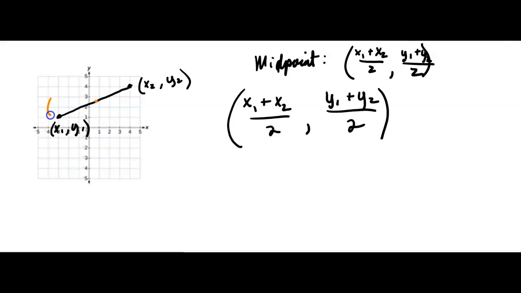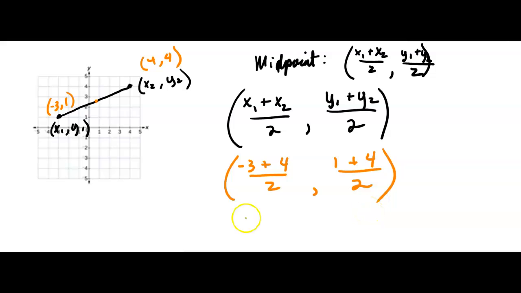right? This point right here is negative 3 comma 1, and this point up here looks like 4, 4. So let's test it and see how we did. If I take x sub 1, that would be negative 3, plus x sub 2, which is 4. And then if I take y sub 1, which is 1, plus y sub 2, which is 4, and then I can figure this out. I'm going to get 1/2 for the x value and 5/2 for the y value.